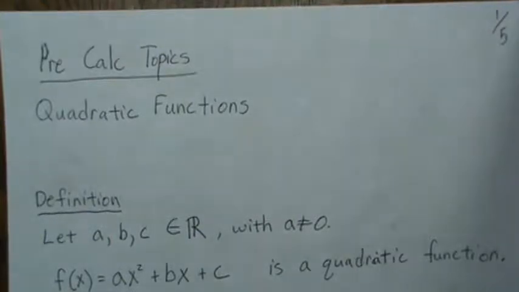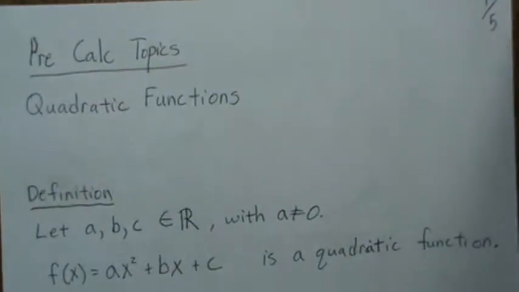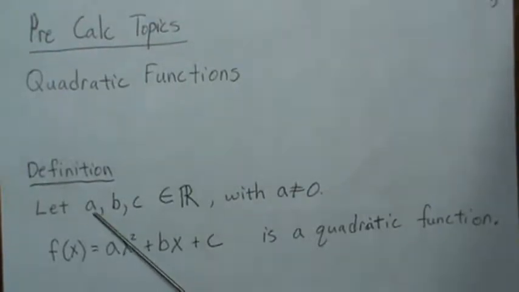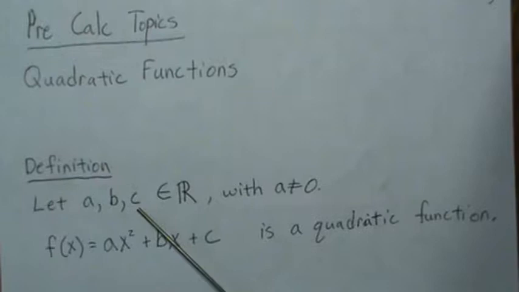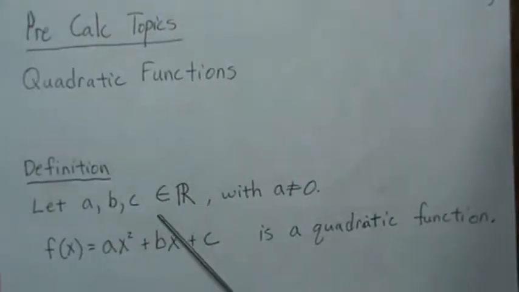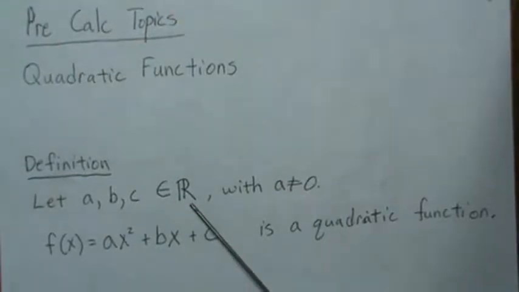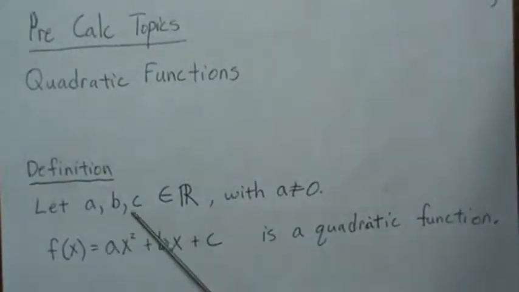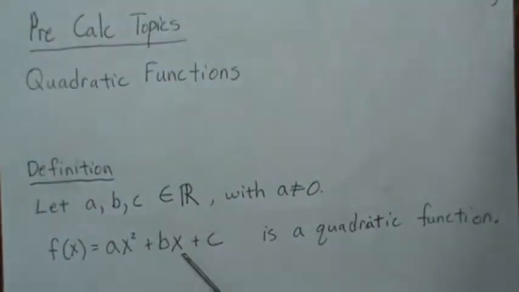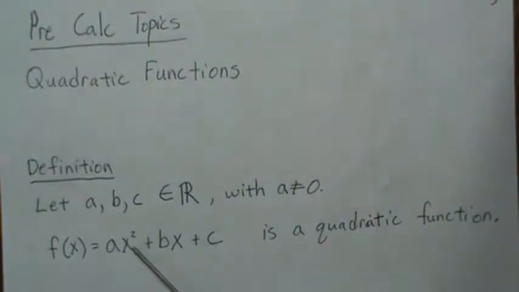The next pre-calc topic is quadratic functions, and we'll define a quadratic function like this, where we have numbers a, b, and c, and this notation says that the variables a, b, and c are elements of the real number line. So these are any real numbers with a not equal to 0. And then we use these three real numbers and put them in a polynomial with highest degree 2, which then is a quadratic function.